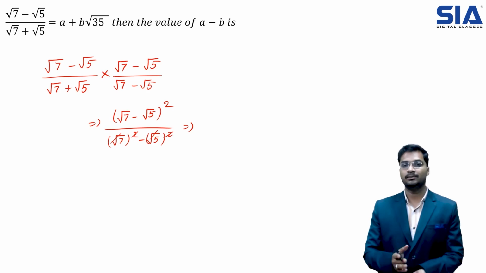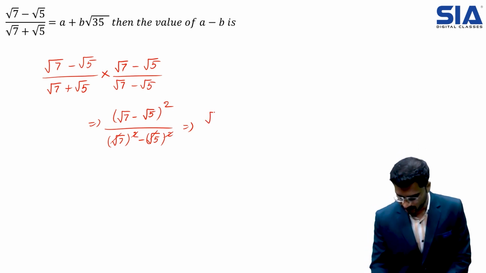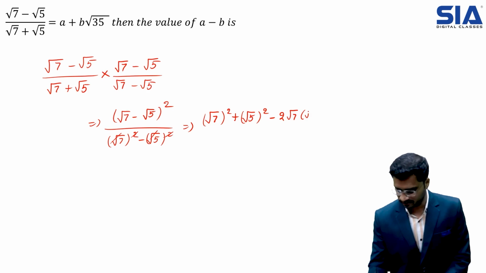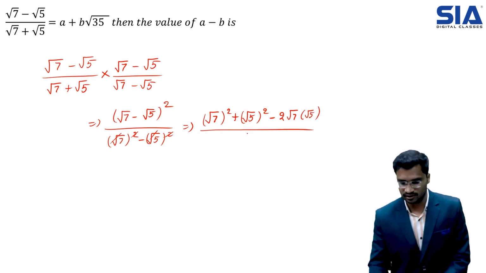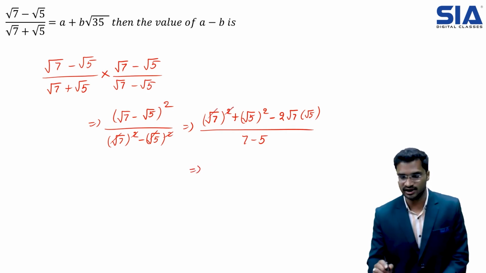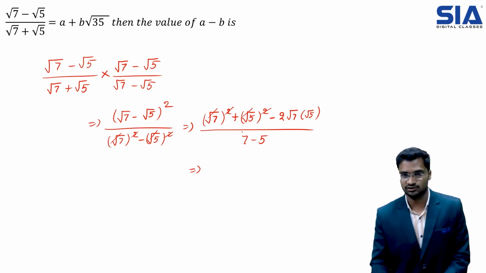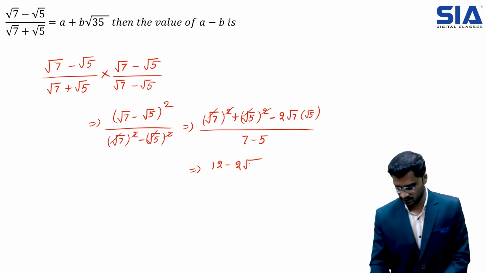(a minus b) whole square gives us the value of a square plus b square minus 2ab. In denominator we are left with 7 minus 5. So root 7 square, here square and root get cancelled, and the same for root 5. So 7 plus 5 is 12, 12 minus 2 root 7 into 5, which is 35, divided by 7 minus 5, which is 2. After solving we are left with 6 minus root 35.